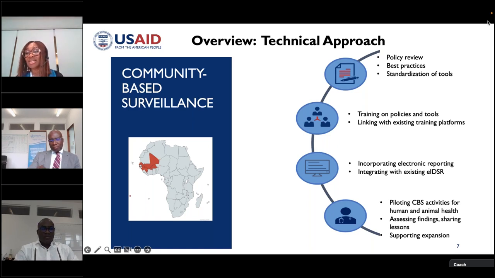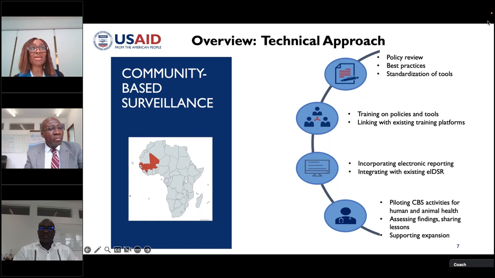Recognizing that in most of the IDDS focus countries, CBS implementation had been ongoing but in a fragmented manner, our approach started with working with the host country partners to ensure better coordination and also facilitating appropriate use of data obtained so that these programs would be sustainable past the life of the capacity building that IDDS would provide or the pilots that we implemented.